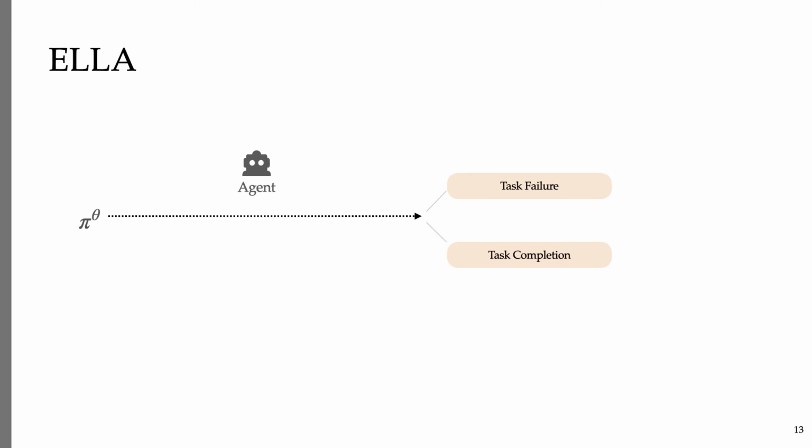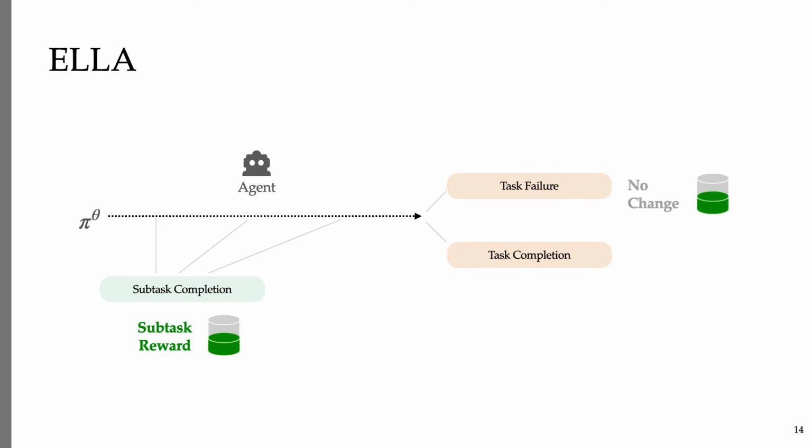In a standard RL episode without shaping, an agent would either fail and get no reward, or succeed and get the full reward. But with ELA, we check at every time step if the agent has completed a relevant subtask, and if so, the agent gets a small subtask reward. If the agent later fails to solve the task, they get no additional rewards. But if it does solve the task, it gets the balance of the rewards.